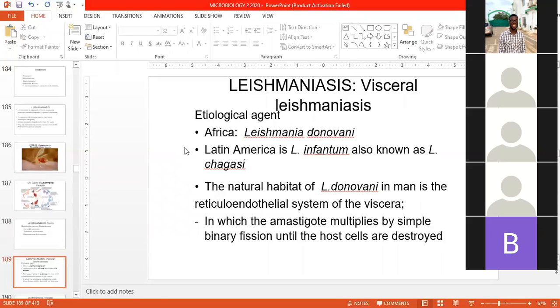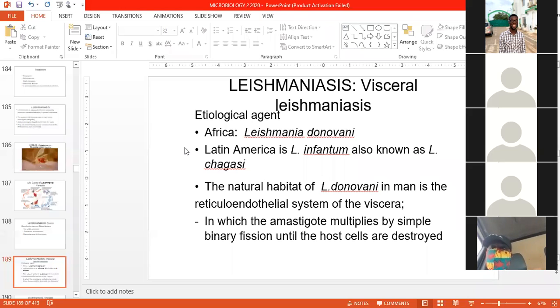Now, taking visceral leishmaniasis, the etiological agent here, to be specific, is Leishmania donovani. So in Africa, we call it donovani. Americans call it Leishmania infantum or Leishmania chagasi. Right? So the natural habitat for Leishmania donovani is man, and it has an affinity for fresh red cells. No, immature, the fresh ones. Catch them young and they shall be yours forever, right?